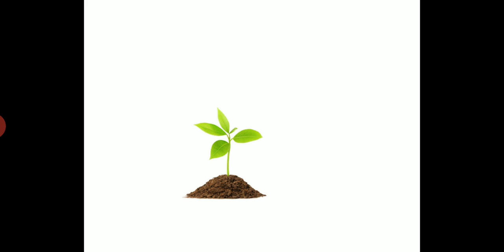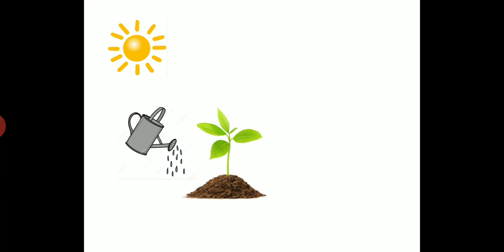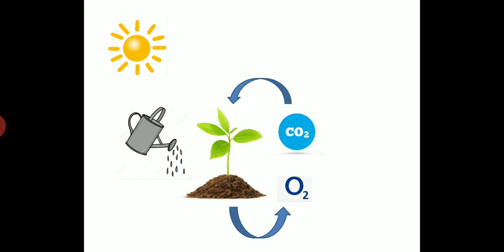So this is a plant. This plant is getting light energy from the sun, and this plant also receives water, and this plant also utilizes carbon dioxide. So all these three elements are very much required for photosynthesis. Now after utilizing all these elements, the plant will produce oxygen and food.